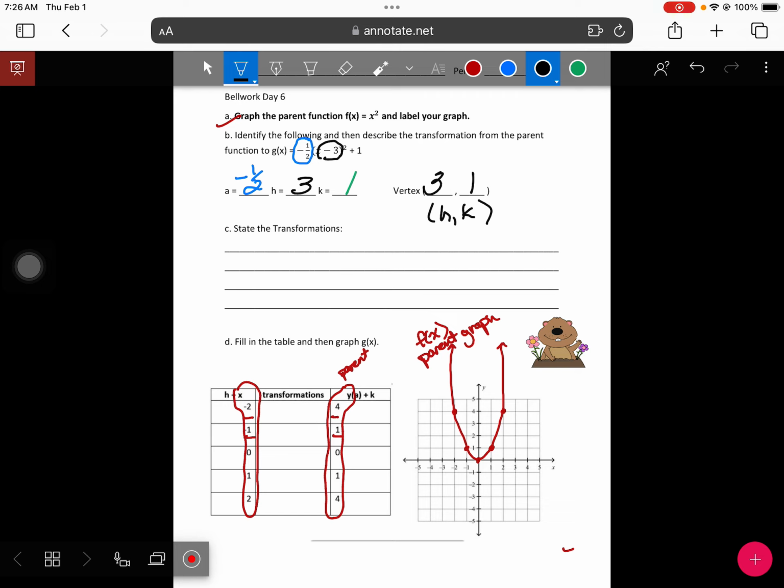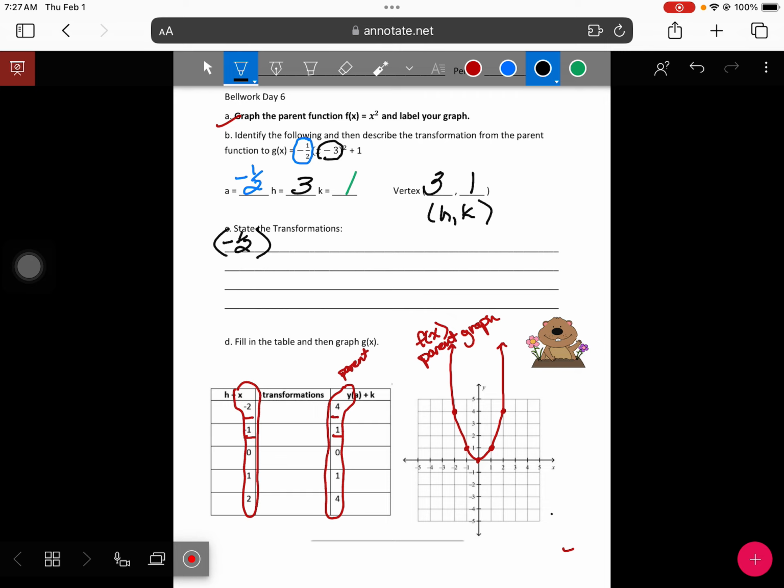All right, the next part says state the transformations. Where do we get the transformations from? Where do I need to be looking? In the vertex, yeah. Basically, it's your A, your H, and your K, right? It's those values that you have, okay? So A is a -1/2.